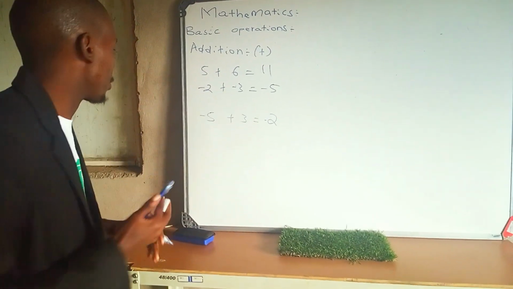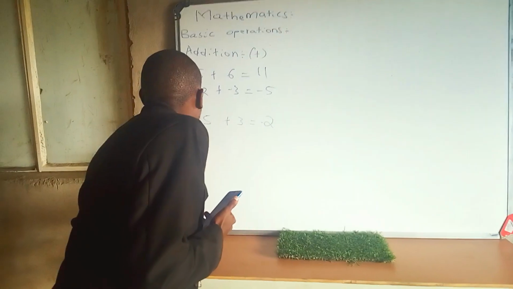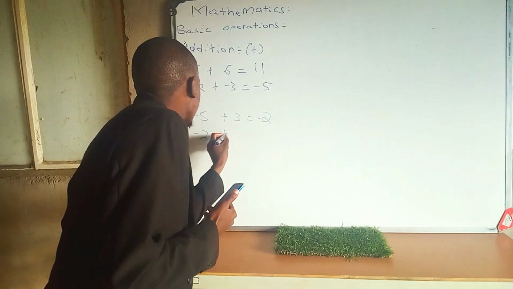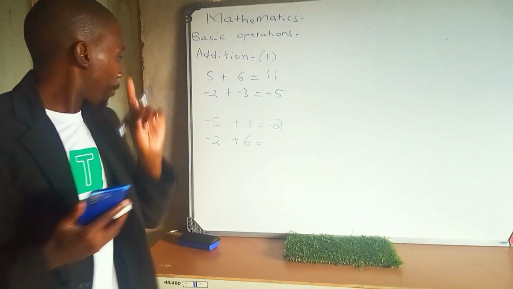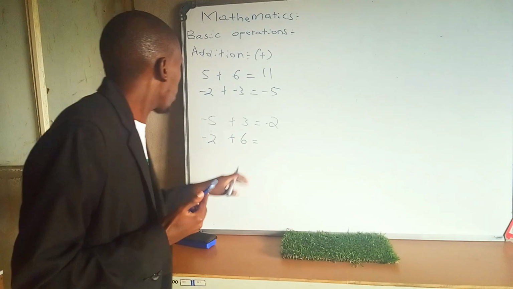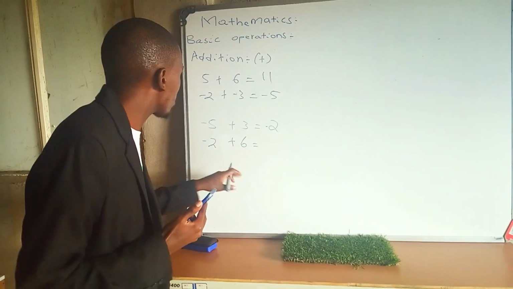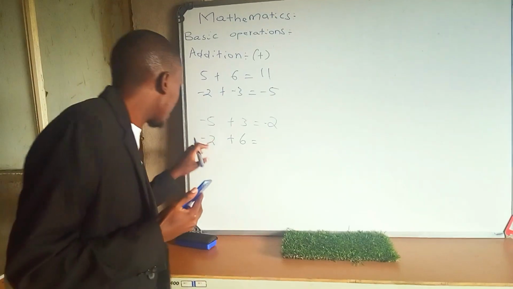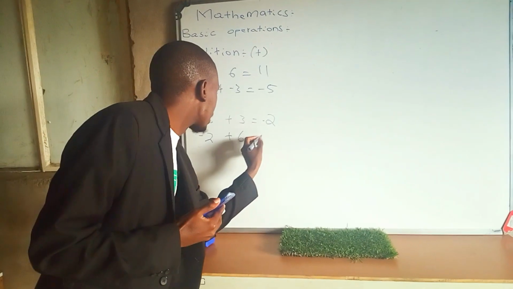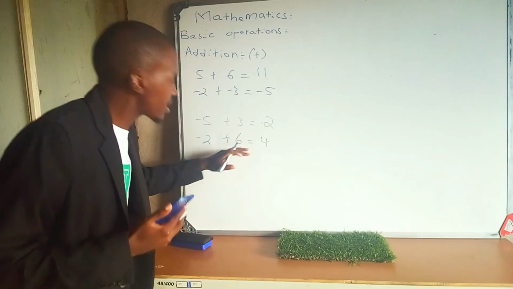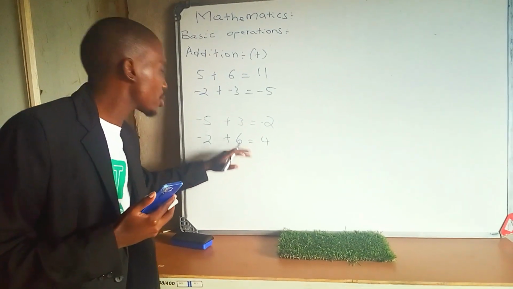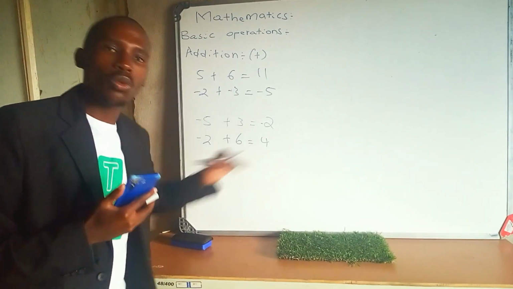Let's make another example. When we have -2 plus 6, we are going to apply the same trick. Now the bigger number is 6, so which means we are going to say 6 minus 2. Now the answer is 4. Then we take the sign of the big number, which is 6, which means our answer is 4.